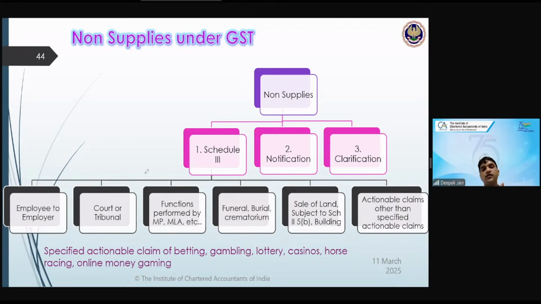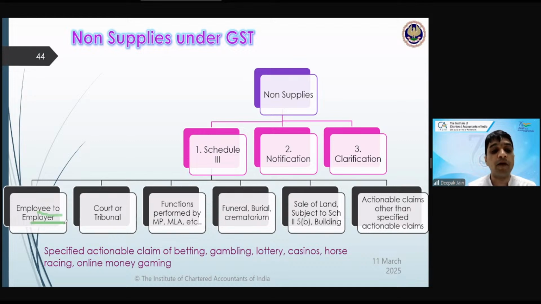Apart from Schedule 3, first we have to understand there could be other ways of non-supplies, which will be through a notification or through a clarification. Now, Schedule 3 is one aspect of non-supplies, but there can be non-supplies through notification or a clarification also. First, we'll go through Schedule 3.